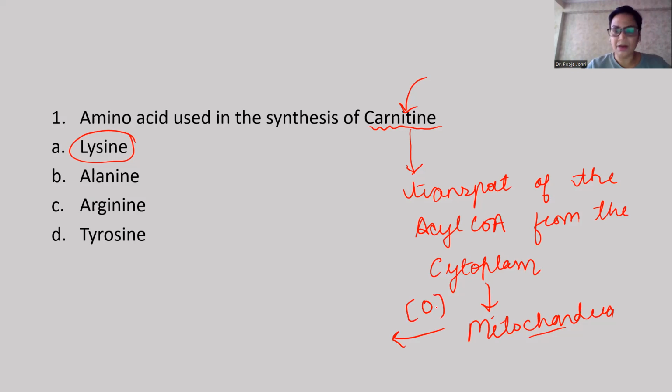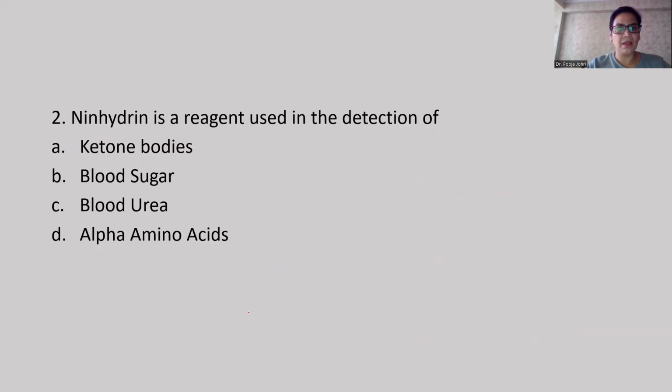Right? Moving on to the second question. So the answer will be A, that is lysine. Then ninhydrin is a reagent used in the detection of. Now see, again, this is a very good and interesting question. Ninhydrin. You know, ninhydrin is actually used for decarboxylation. This is one of the tests which is a confirmatory test for detection of proteins.